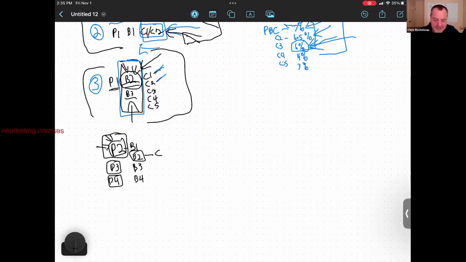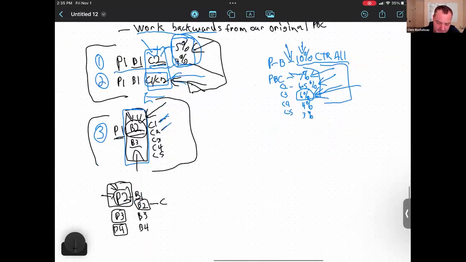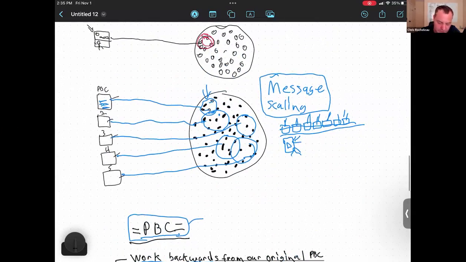But this is essentially the concept of tertiary testing, which allows you to create many different PBCs. These all could be from different challenges or second place benefit, third place benefit, second place pains. It's really up to you. You just want to continue to work backwards sequentially through the data.